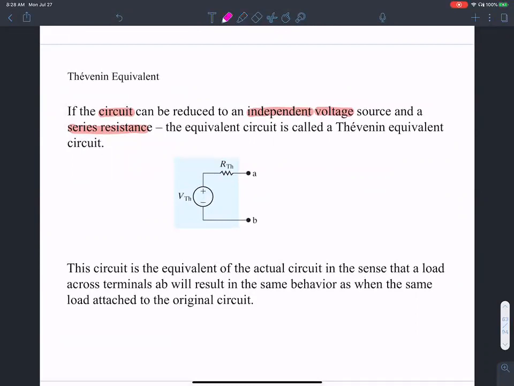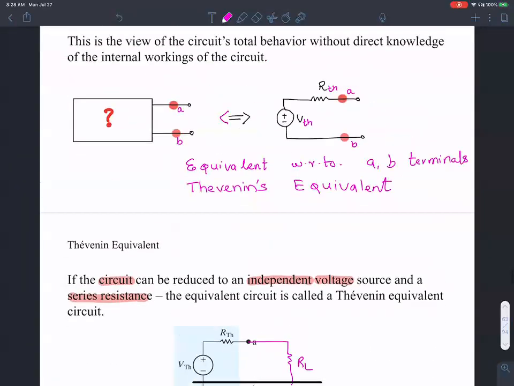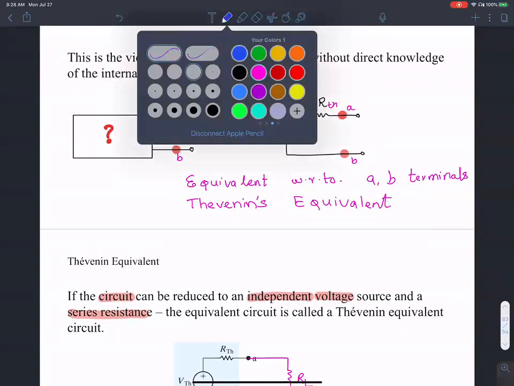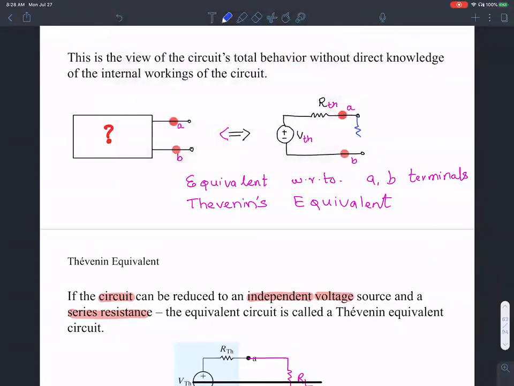So if you were to connect a load resistance RL here, my argument is that if I connect some load resistance RL over here, the same load resistance in both of these cases, it experiences the exact same voltage drop and the same current through it. So that's the idea of equivalent circuit.